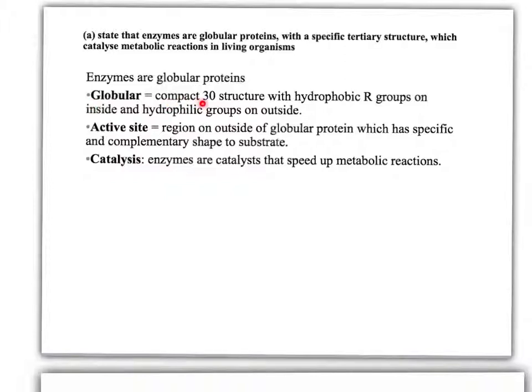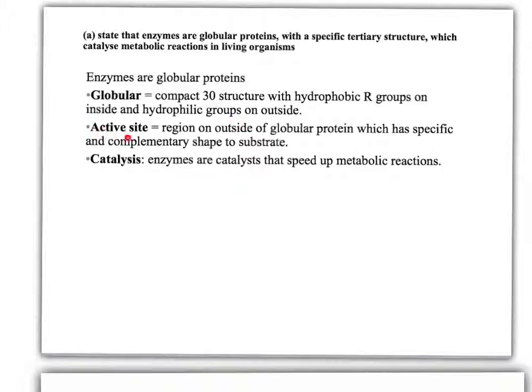Globular means that it's got a compact three-dimensional structure or tertiary structure, usually with hydrophobic R groups on amino acids orientating themselves into the inner part of the molecule, away from the water in the solution, and the hydrophilic groups on amino acids tending to orientate to the outside of the molecule to be in contact with the water which surrounds them in their solution. So that creates this compact tertiary structure with lots of tertiary folding of the protein.